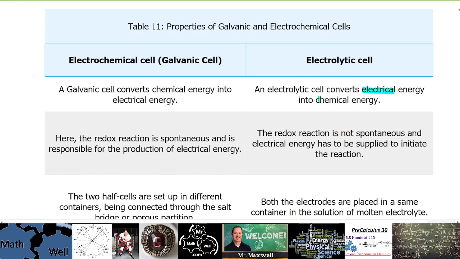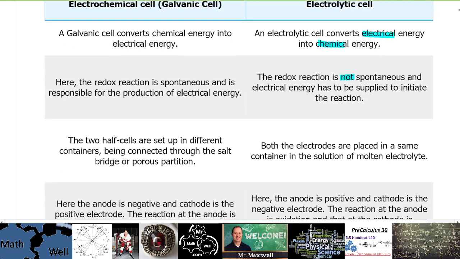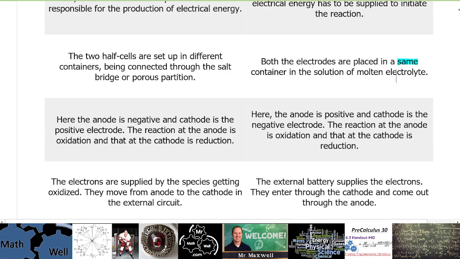I'll do blue for your blanks. Third one, the two half cells are set up in different containers, connected through the salt bridge or porous partition. And in our new electrolytic cell, both electrodes are placed in the same container, in the solution of molten electrolyte. So there's no separate salt bridge. When you hook it up to electricity, you have this constant external source, so you don't need the salt bridge to keep it perpetuating. And we'll talk about applications of this soon too.